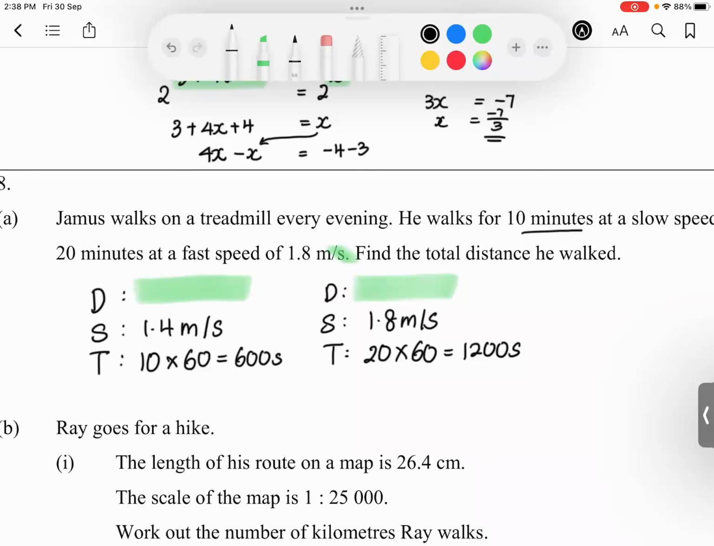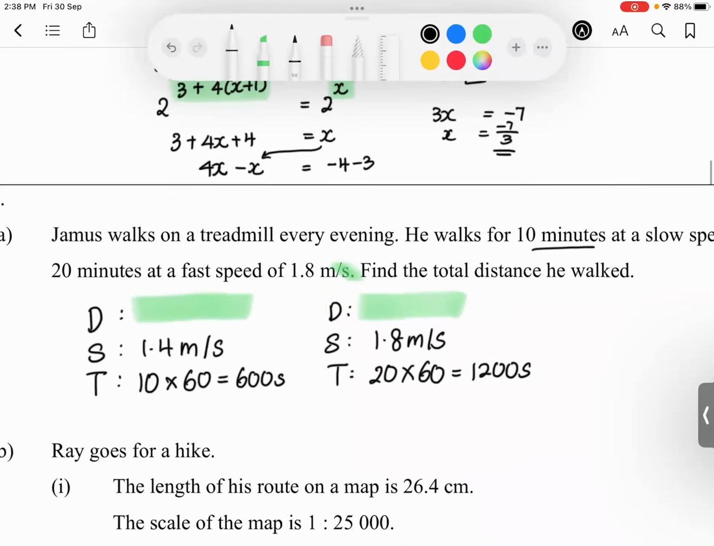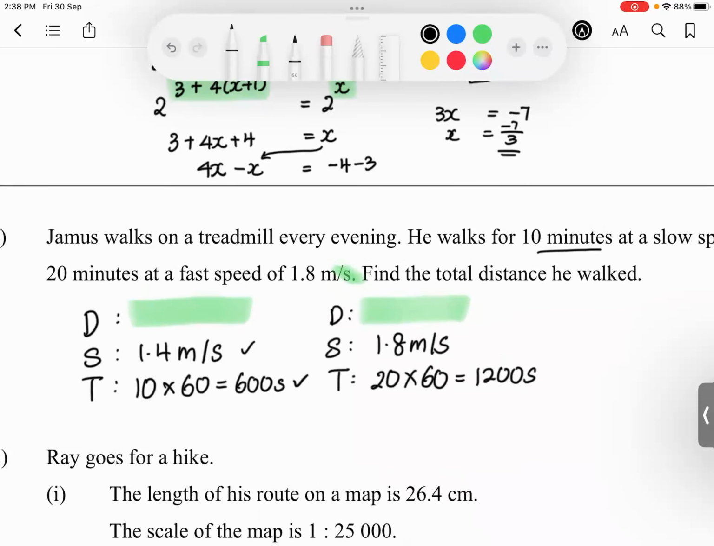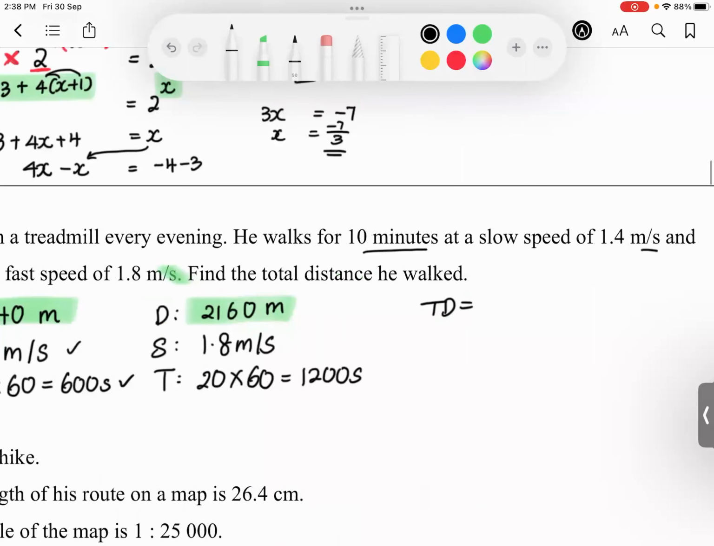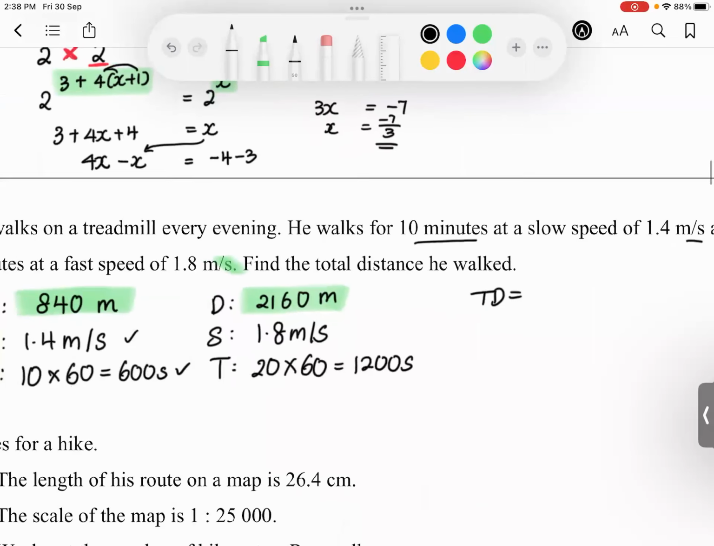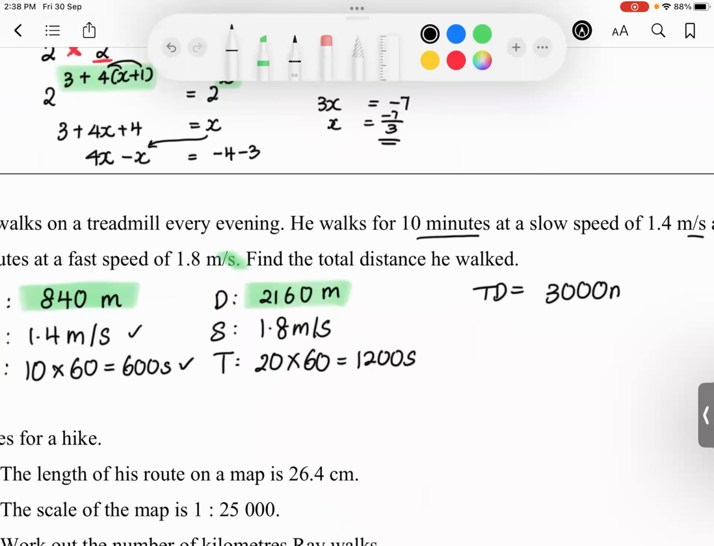To calculate, distance equals speed times time. So 1.4 times 600 gives me 840 meters. The other one, 1.8 times 1200, gives me 2160 meters. So total distance, add these two together, plus 840. I get 3000 meters. If you want to change it to kilometers, also can, doesn't matter. So I just put 3000 meters in this case.